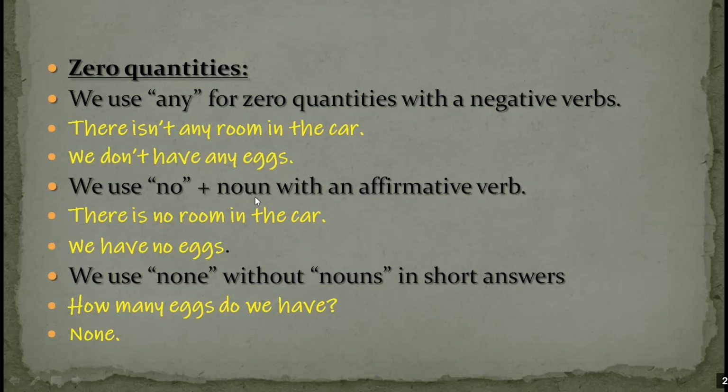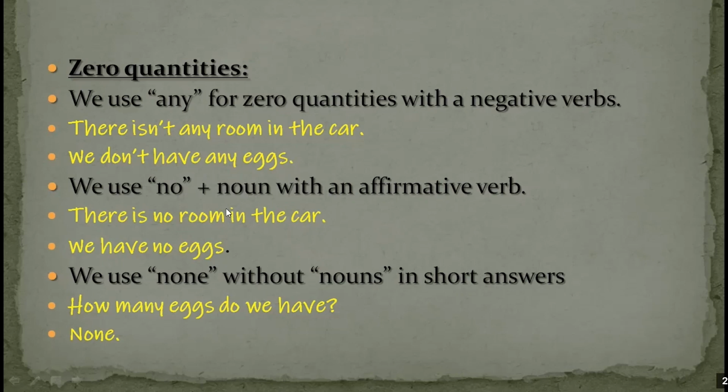But we use the word no plus noun with an affirmative verb. There is no room in the car. Is, that's a verb and it's affirmative, it's not negative. So we use the word no. If you say there is no room in the car, this has the same meaning as there isn't any room in the car. The same meaning. The only difference is that isn't is negative and is affirmative. And here we have any and here we have no. But the two sentences at the end, they have the same meaning.